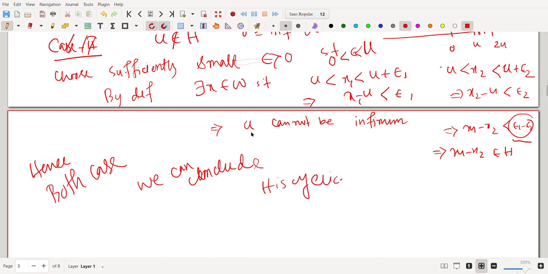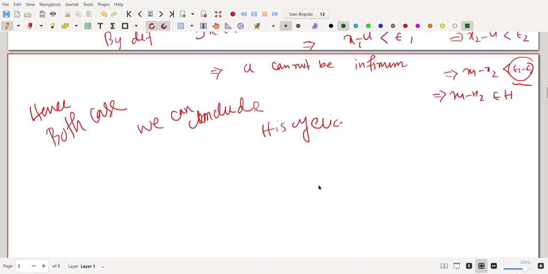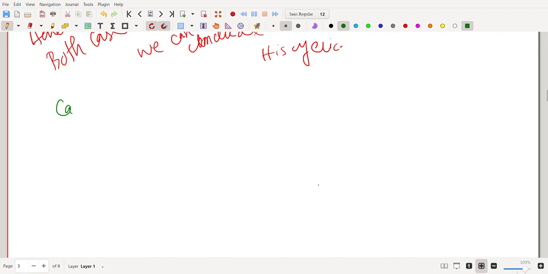Okay, H is cyclic. Now say another case. Now case 2. So it is completely, you have to think it geometrically, and then you have to use the property of infimum and property of subgroup. Okay, think it geometrically, then you can easily solve it. Okay, now case 2. So what I can do with case 2?